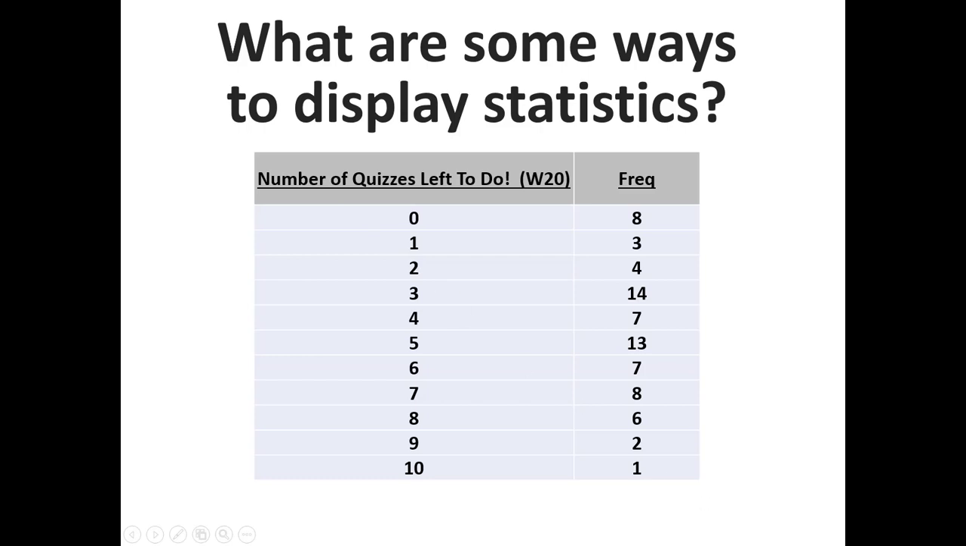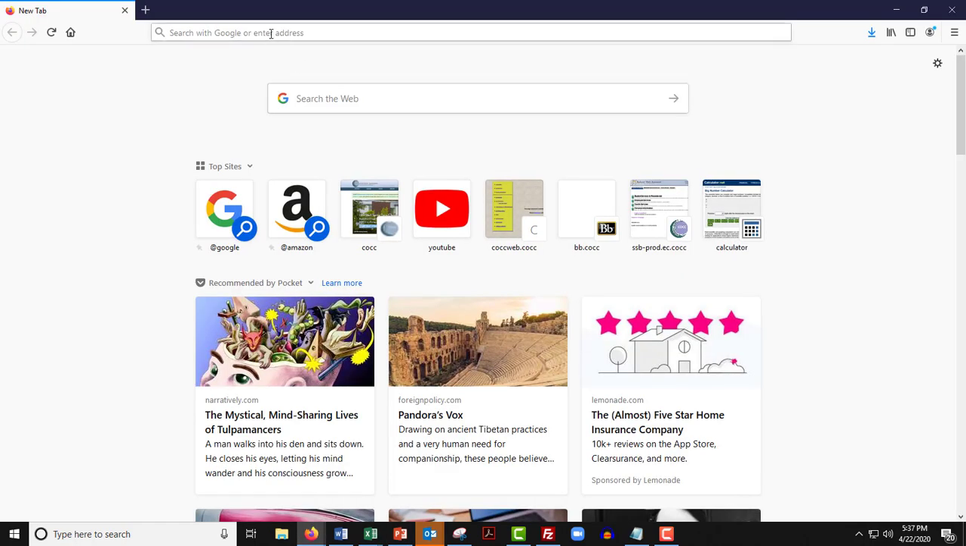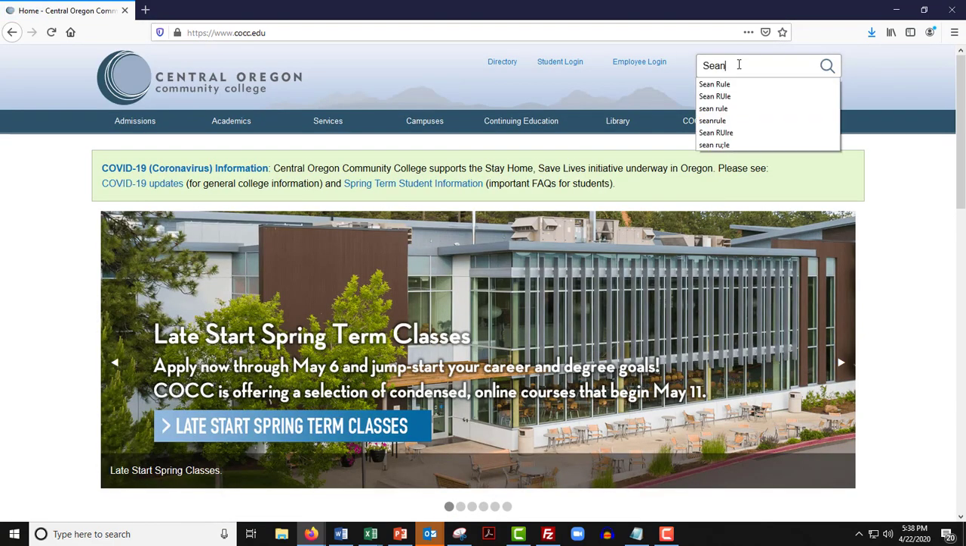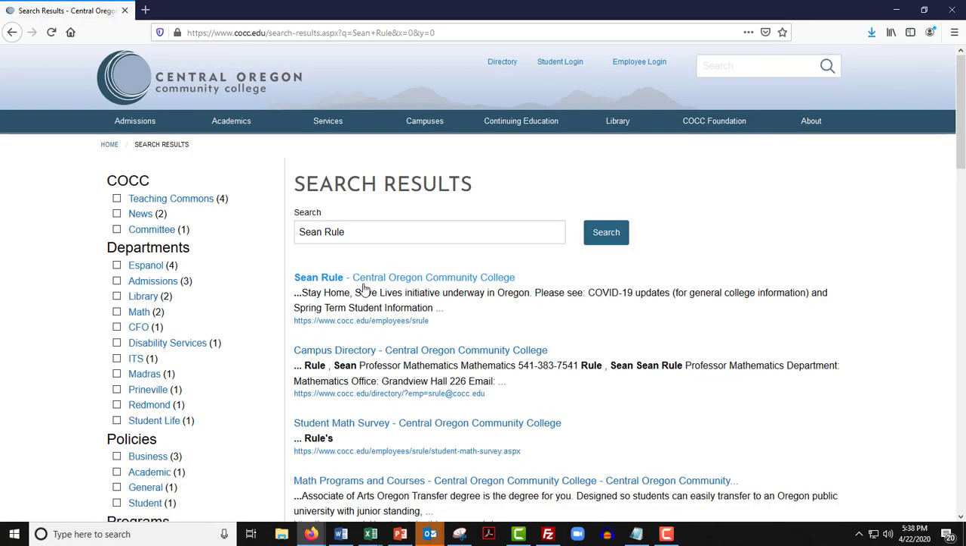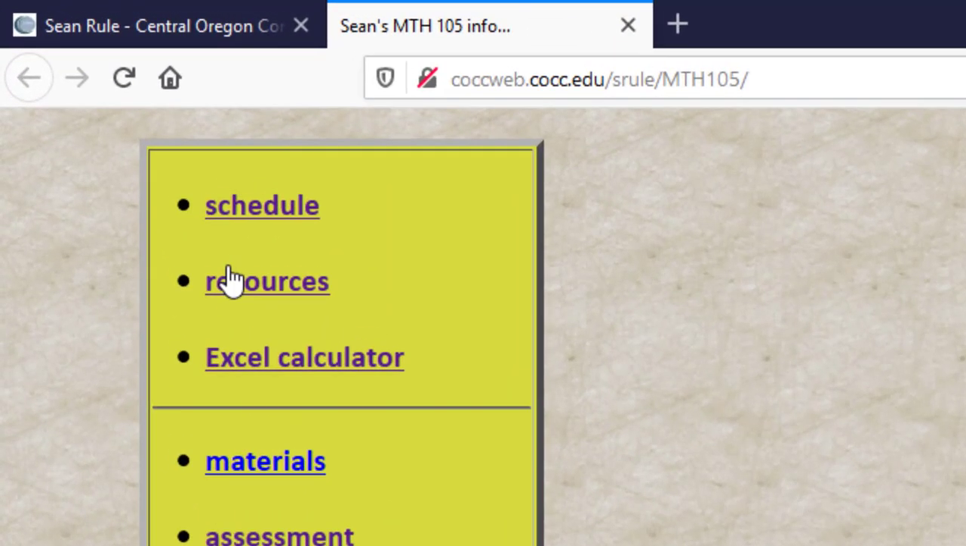I'm going to pause right here for a second, actually, and I'm going to show you on our school's website, on the class website. If you go to my site, Sean Rule, and then you wander over to the resources page, which we don't usually go to. We spend a lot of time in schedule, a little bit of time in Excel calculator, but resources occasionally I will point you to here.